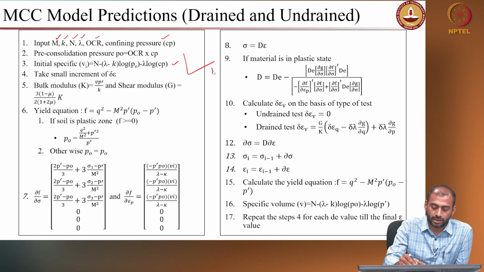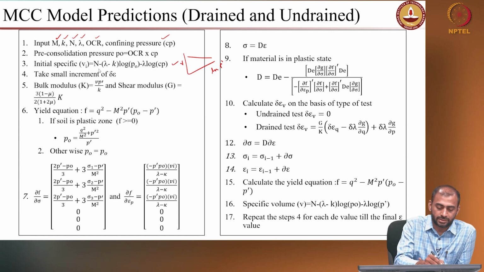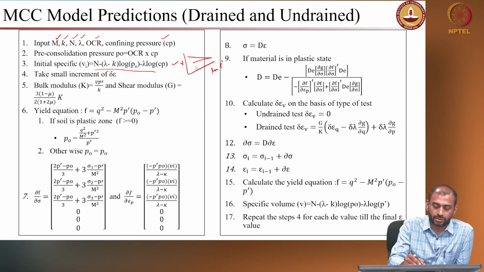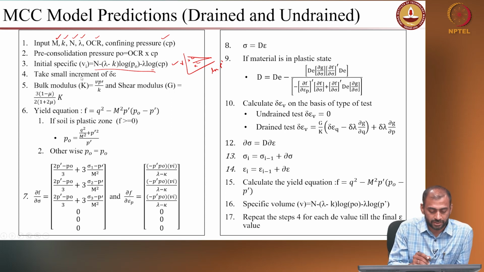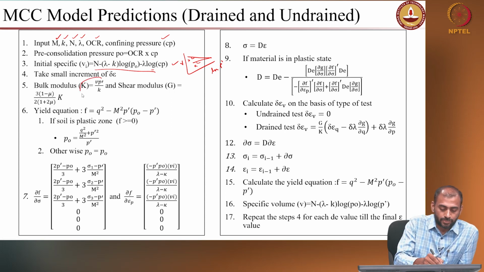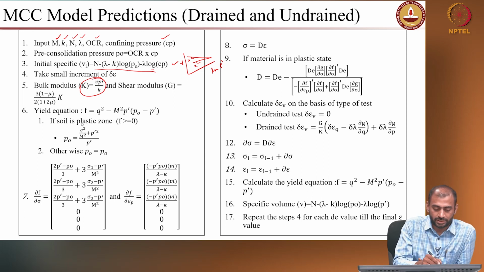You will have ln p prime versus nu. You can obtain this particular equation, where this is your lambda and this is your kappa. So, you can get this specific volume equation from these experimental results or experimental plots, right. If you know the parameters, you can get the initial specific volume. For a small increment of strains, you can use a bulk modulus. Here you can see the bulk modulus is dependent on p prime. Instead of keeping it constant, we can make it dependent on p prime, and also a shear modulus.